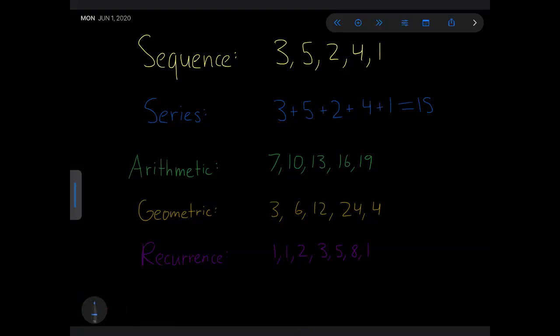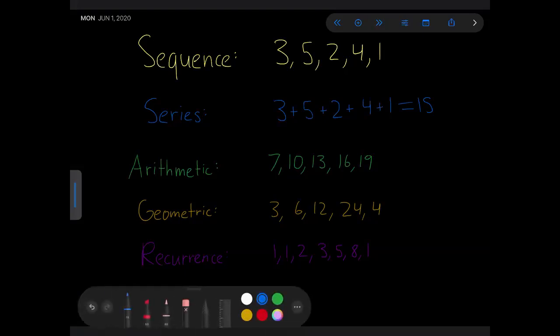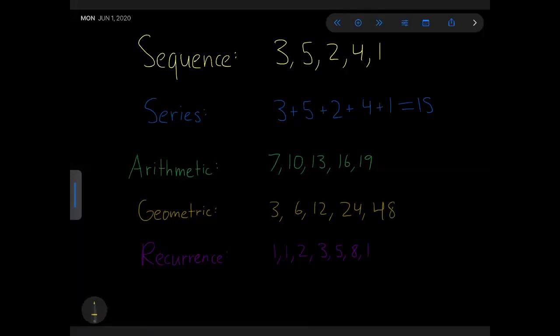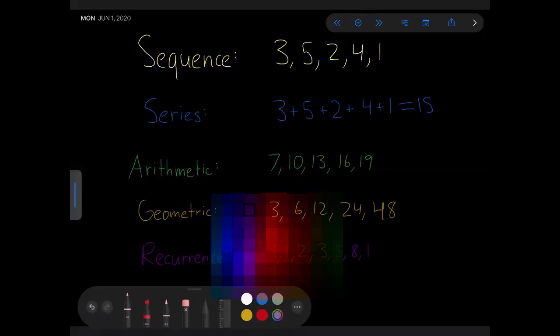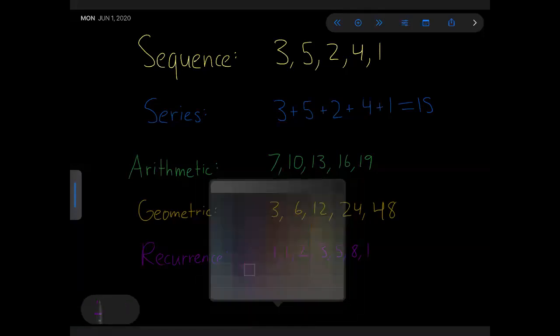Now, there are a couple types of sequences and series. The first type is an arithmetic sequence, and this example is 7, 10, 13, 16, 19. A geometric sequence, which is 3, 6, 12, 24, and that should not say 4, that should say 72. That's a holdover from previous lessons. Well, sorry, I should say 48, and it's not writing. There you go. And a recurrence relation is something that uses previous terms to compute new terms.